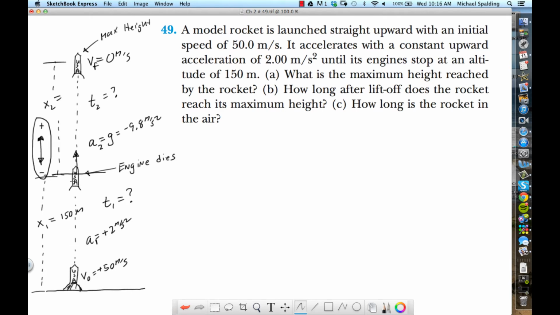Rafi, you're killing this problem. You remember how to do it. You're good at physics. I take credit for that.